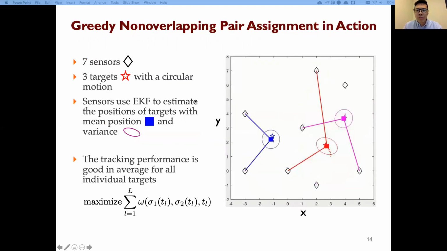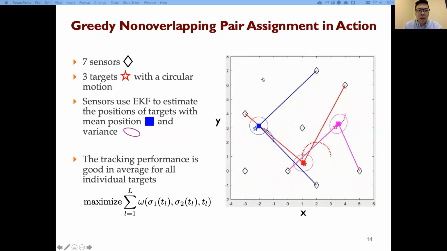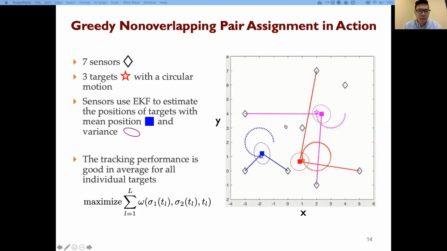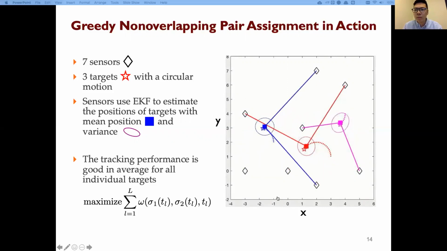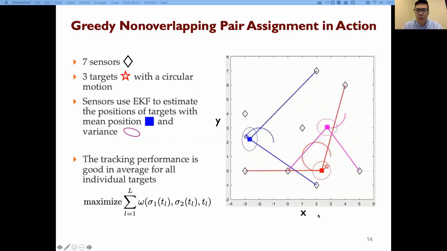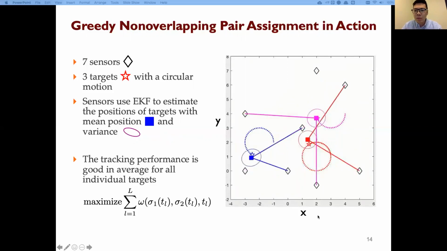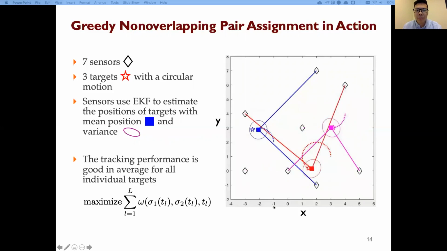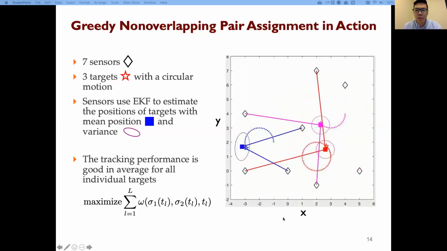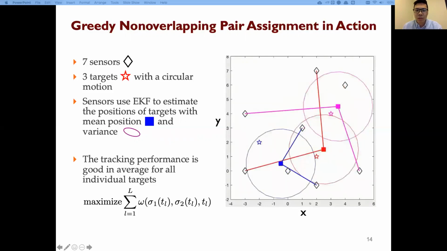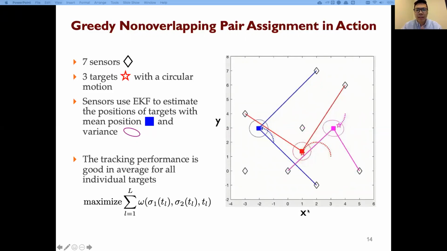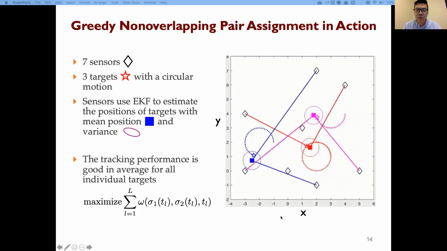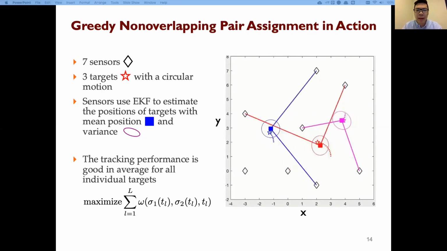So to show its performance, we perform a simulation of multi-target tracking. Here 7 sensors plotted as diamonds are tasked to track 3 targets with circular motion. The targets are plotted as pentagrams. The sensors use an extended Kalman filter to estimate the position of each target to get its mean position and variance. Here the solid square denotes the mean position of the target, and the ellipse denotes its variance. You can see that the estimation error is very small for all 3 targets, which means the sensor estimators perform very well by using our greedy pair assignment.